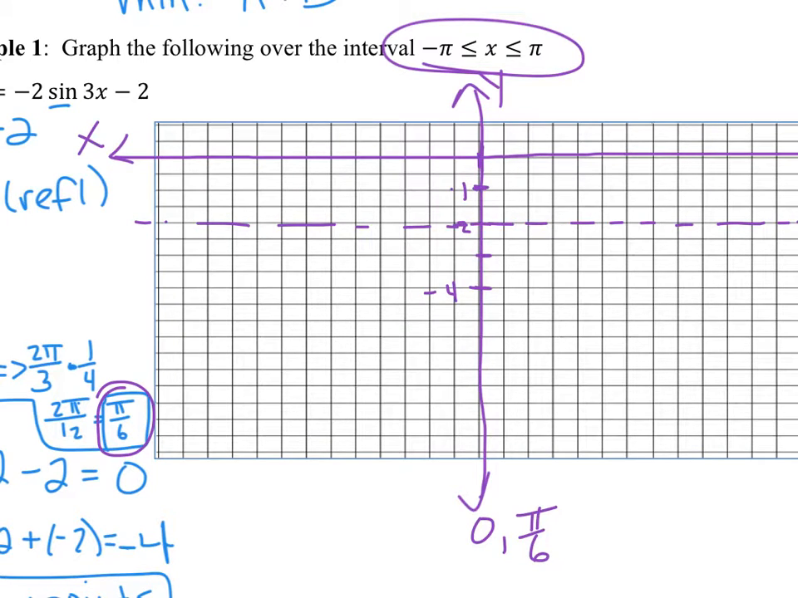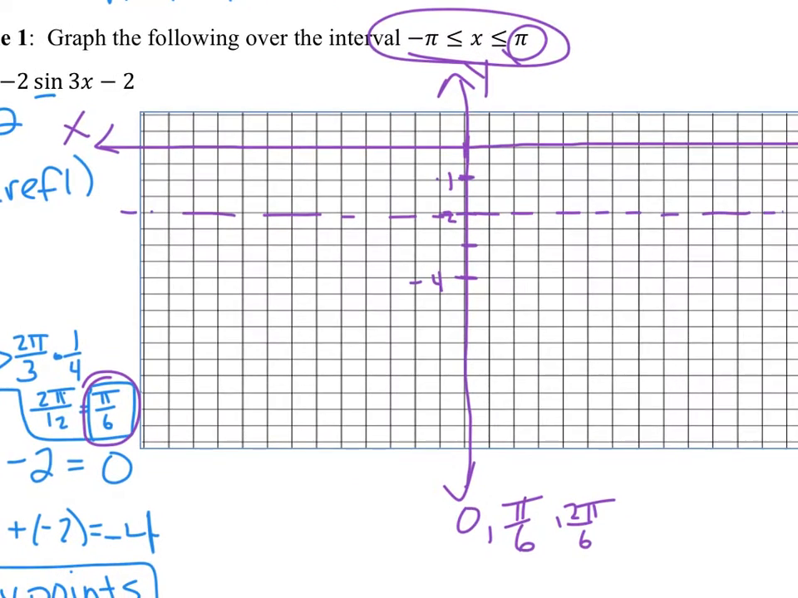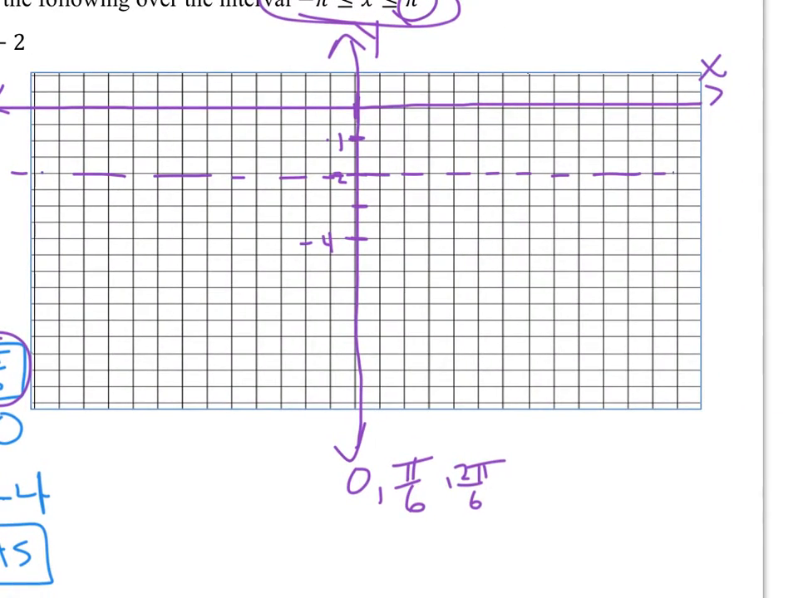The third one is 2 pi over 6. So we just count. And I count till I get to pi. Pi is going to be 6 pi over 6. So 2 pi over 6, 3 pi over 6, etc.